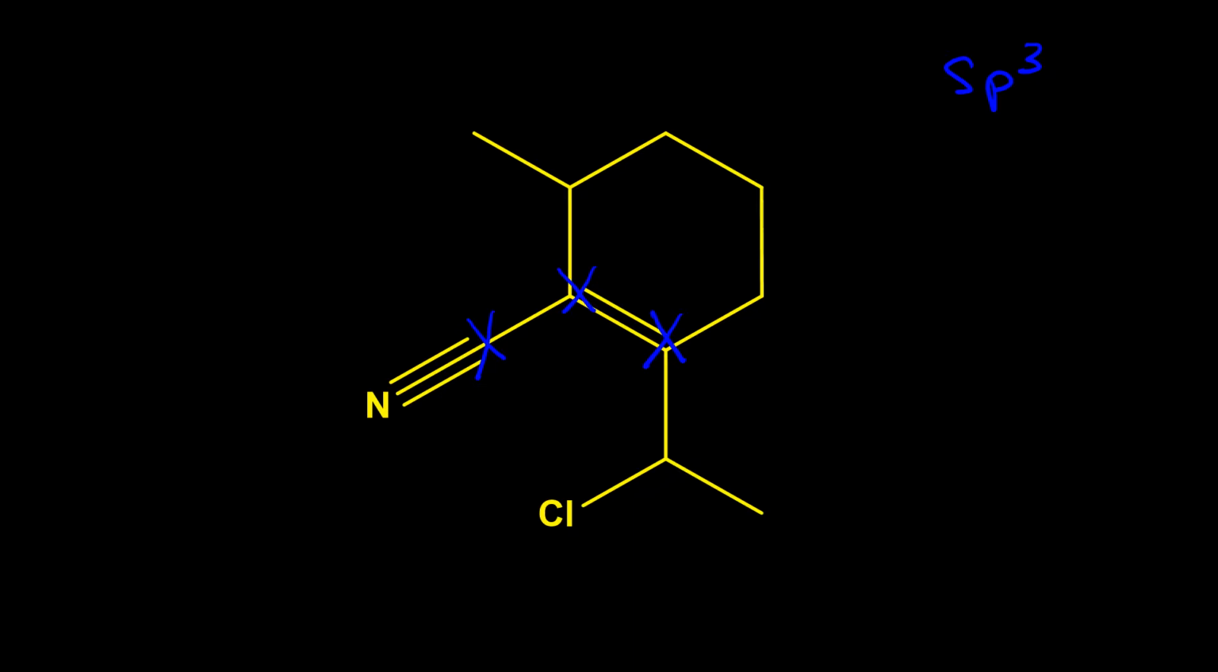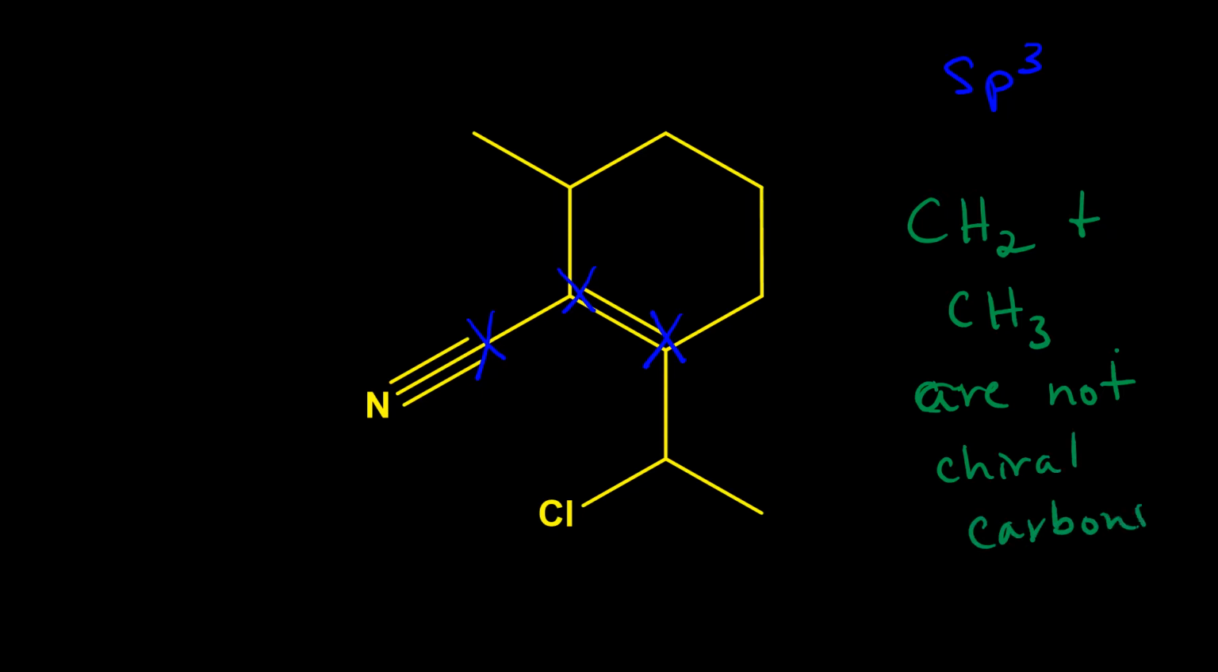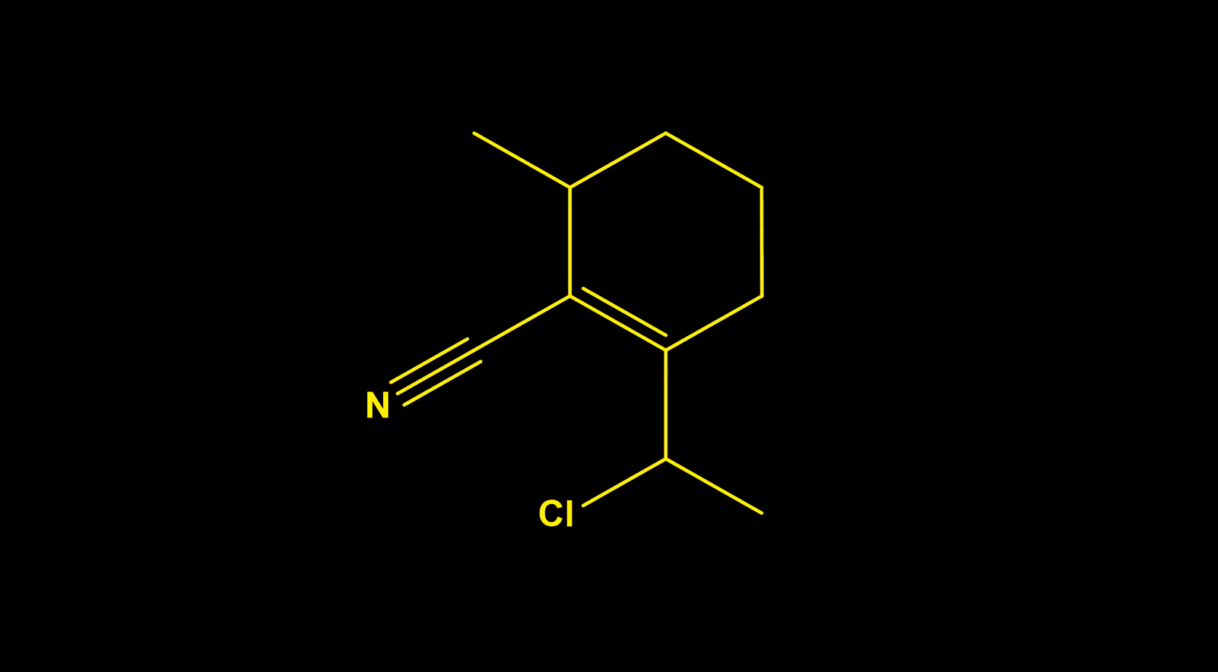Of course, the other carbon types that you can cross out are CH2 carbons and CH3 carbons. They are not chiral carbons because they have too many hydrogens around them. So we are going to cross out the CH3 here, CH2, CH2, and CH2. So now what we're left with is the carbon at this position and this position that we're trying to decide if these are chiral or not. They are sp3 and they're not CH2 or CH3 groups.